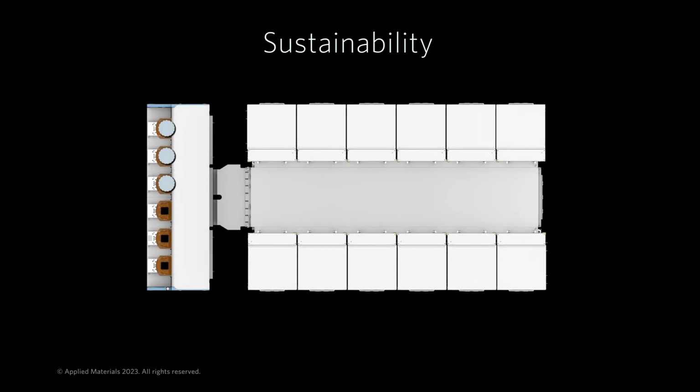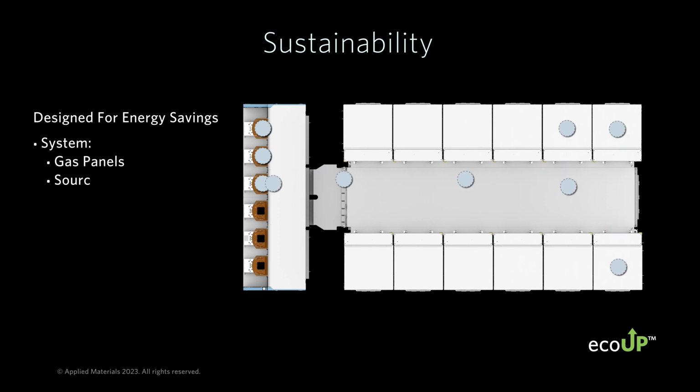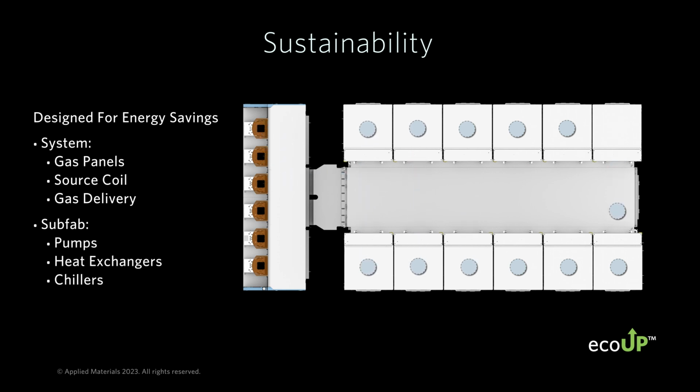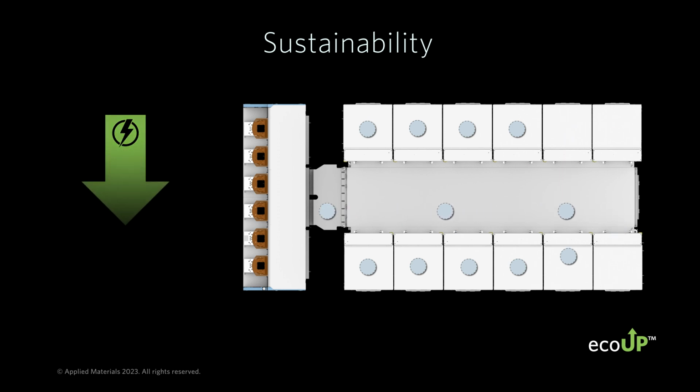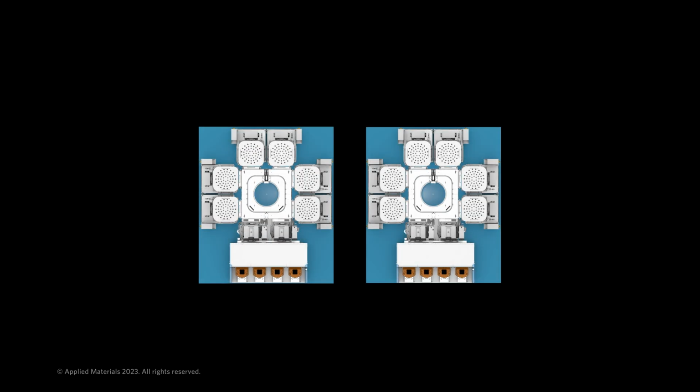Vistara is architected for sustainability, helping chipmakers reduce energy and materials consumption. Applied redesigned the gas panels and optimized the way the Vistara platform uses subfab components, including pumps, heat exchangers, and chillers. These improvements lower the platform's energy consumption by as much as 35% compared to previous platforms, helping chipmakers reduce their Scope 1 and Scope 2 greenhouse gas emissions.